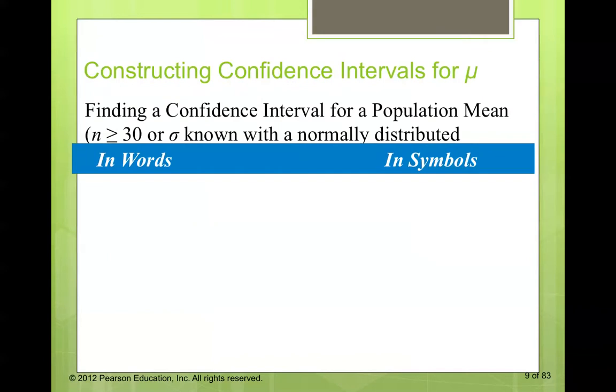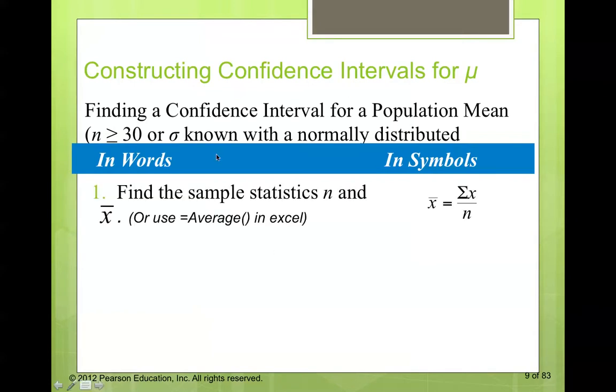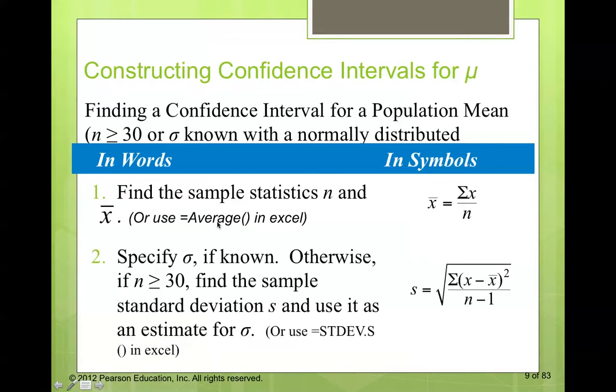When you're finding a confidence interval for a population mean, when n is greater than or equal to 30, these are the steps you're going to take and the words that I'm going to use, and then the symbols associated with it. First, you're going to need to find x bar, which you can do with the formula, or you can use the average function in Excel. Then you need to specify if sigma is known. All right, estimate for sigma. In order to estimate sigma, we're going to have to find the standard deviation, s. This is the formula you could use, or you could use STDEV.S in Excel.